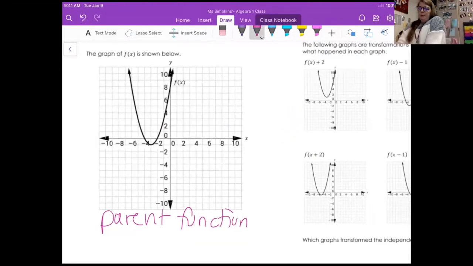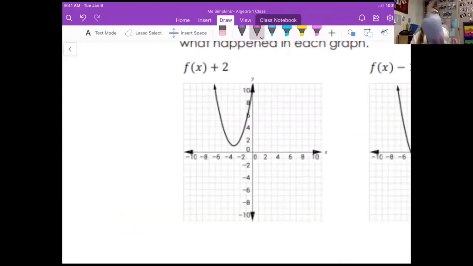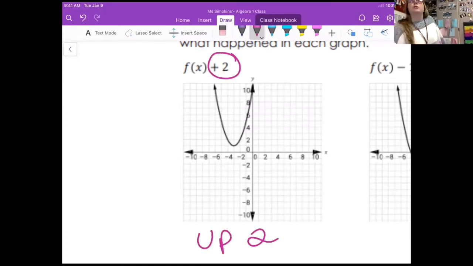So for example, if we're trying to change this parent function into the graph at the top left, there's 4 graphs, the one at the top left. What direction does the parent function move to get to that graph on the top left? Yeah, up. Specifically up by how many? 2. And we can also see that from the equation or expression, excuse me, by adding 2.